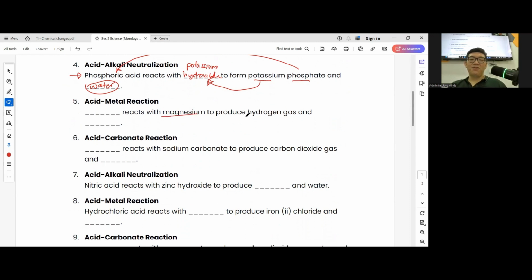Reacts with magnesium, produce hydrogen gas. Okay, so we got hydrogen gas, and we got magnesium. You can decide what you want to put here. So Xingye, what do you want to put here? What's your answer? I said everything that you don't know, assume is water. It's water. Oh, geez. Like I said, don't follow the advice. Water is wrong.